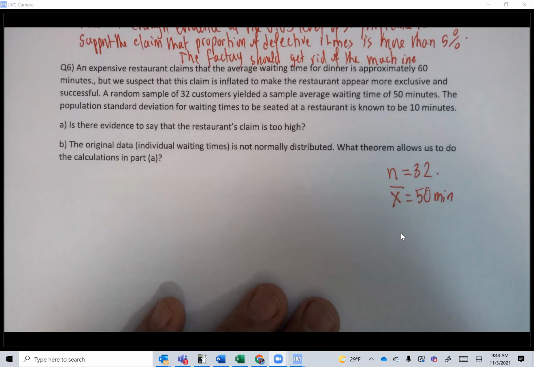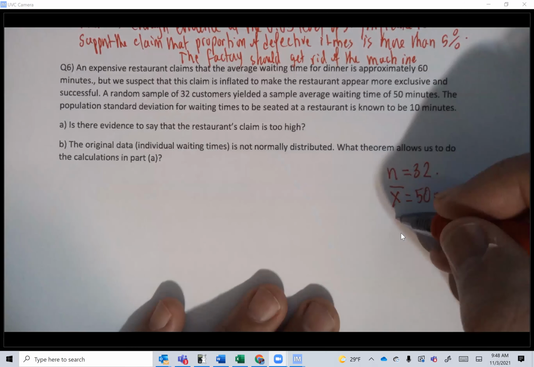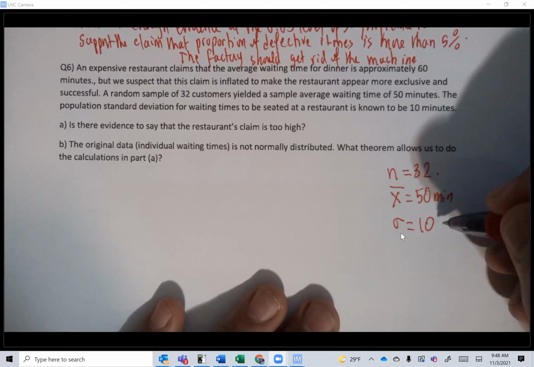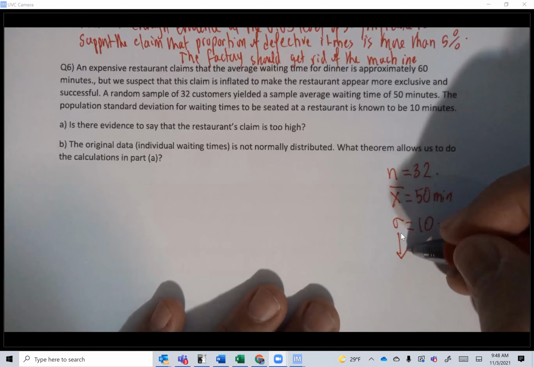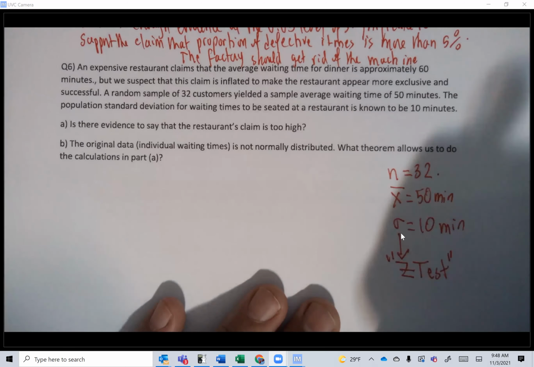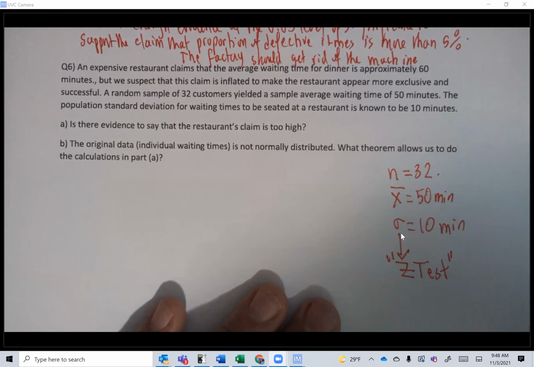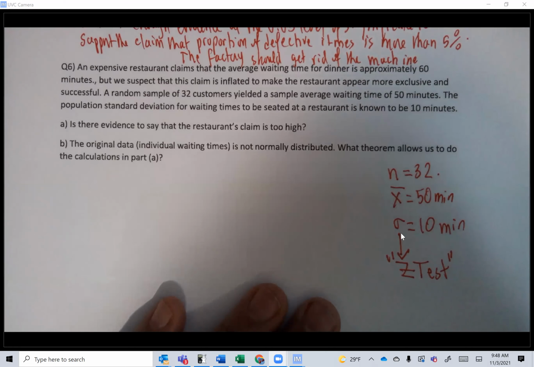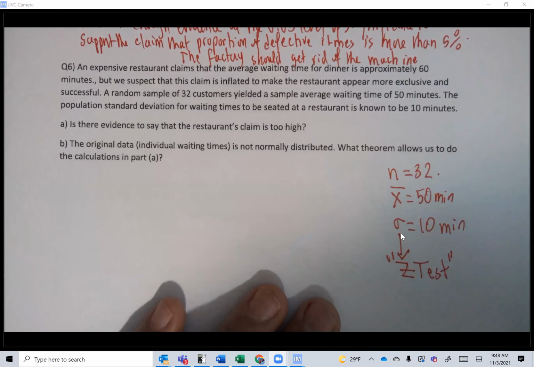Who can tell me what the sample for this one is going to be? Sigma. Yep, thank you. So now, guys, here's a hint for you. It's going to be a z-test, because he gave me sigma. All right. Is there evidence to say that the restaurant's claim is too high? So we think that they're inflating their time figures. We don't think it is correct. How would you state the claim?